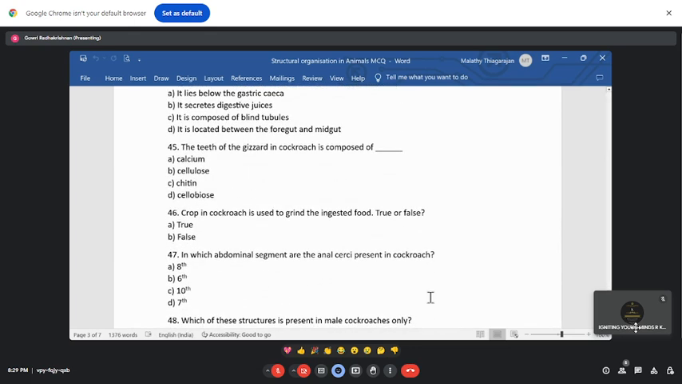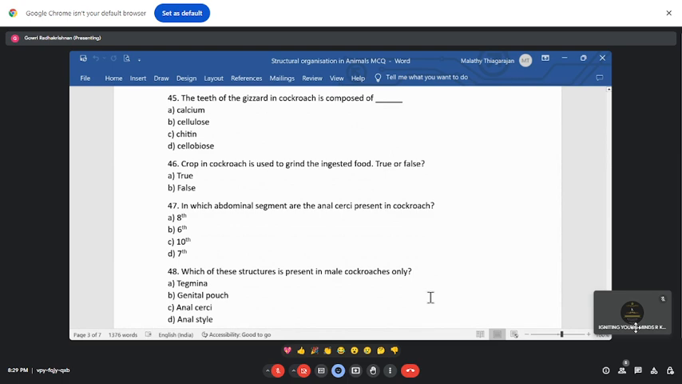All right, next one. 45: The teeth of the gizzard in cockroach is composed of? Option C, chitin, ma'am. Yes. Okay, what is the function of gizzard? The cockroach gizzard has teeth. It is made up of a very strong hard substance, chitin. Fine. And what is its function? To grind the food. That is the function of the gizzard.